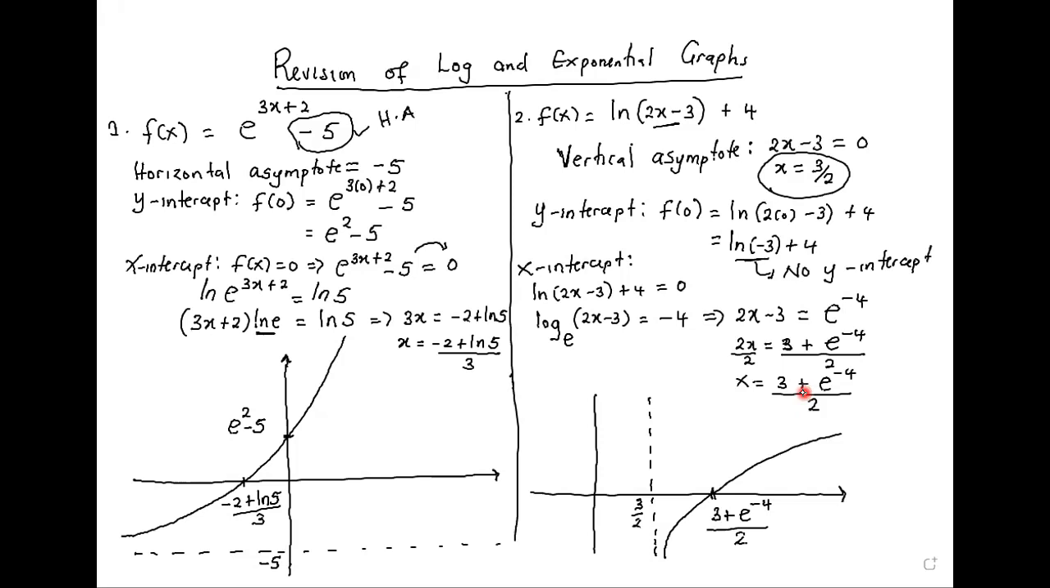Sir, so you mean for the logs, they don't have any y-intercept? No, they may have, depending on where the asymptote is.